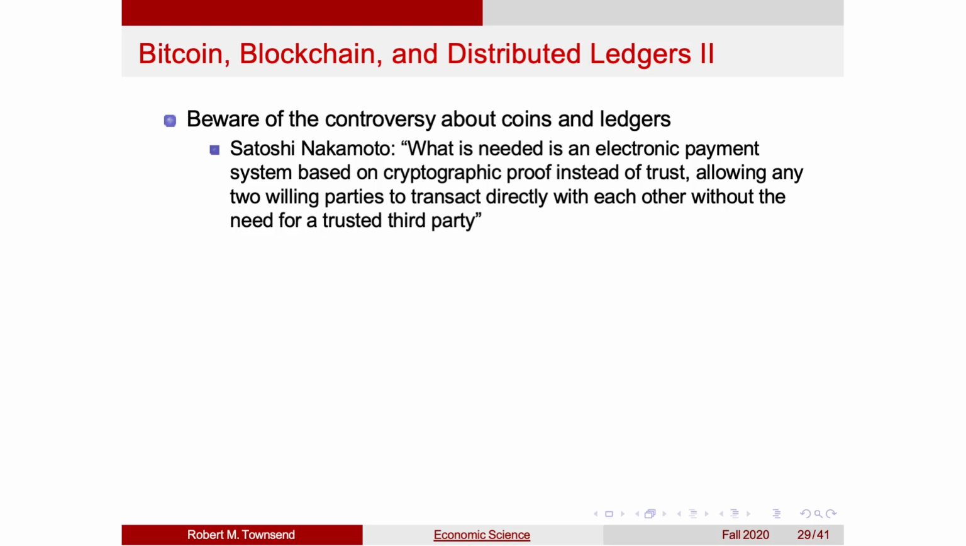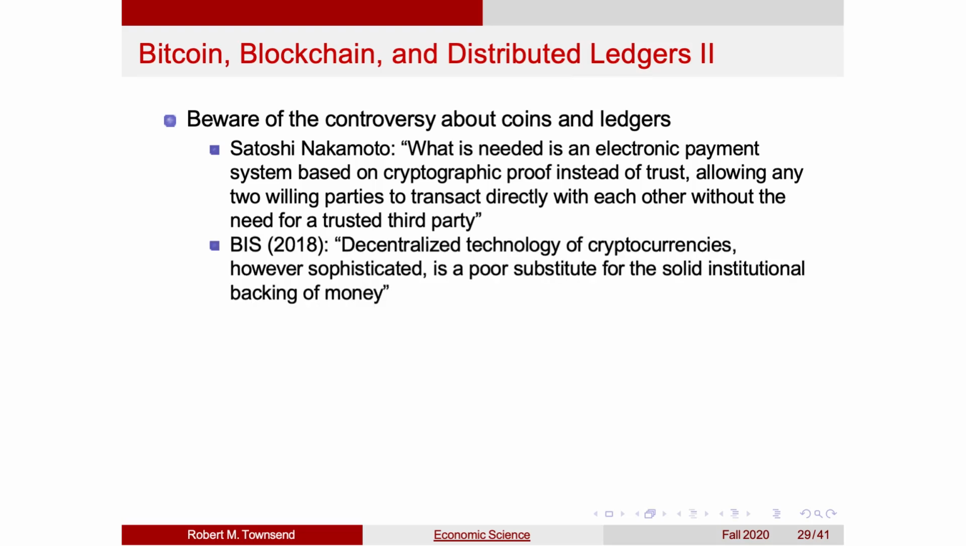Well, this message was not lost on central banks, because Satoshi is basically saying we don't need fiat money, we just need Bitcoin, or Bitcoin can replace fiat money. So you'll see the Bank for International Settlements with statements like, decentralized technology associated with cryptocurrencies, however sophisticated, is a poor substitute for the solid institutional backing of money.